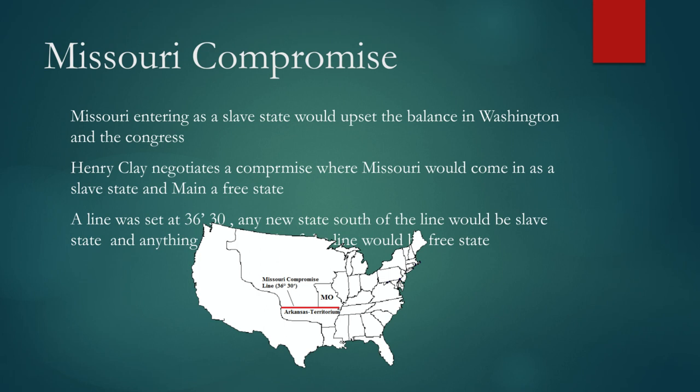Understand what happened with the Missouri Compromise. Remember, Missouri was allowed to enter in as a slave state. Maine was added as a free state, and then a line was drawn at 36°30'. Make sure you know that Henry Clay was the guy that proposed the Missouri Compromise.